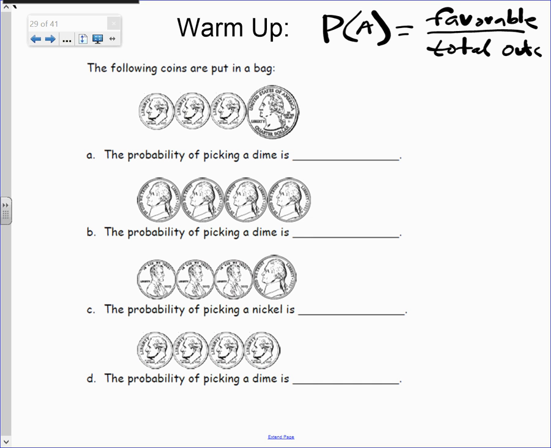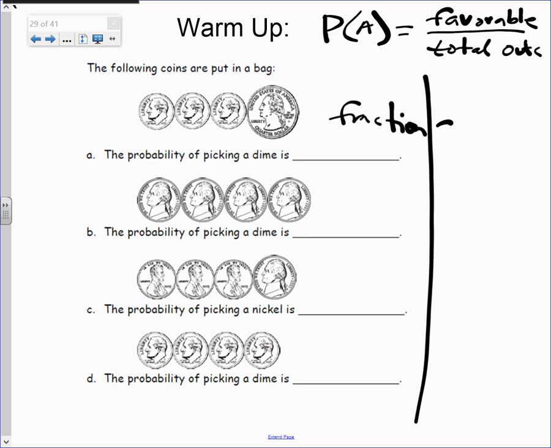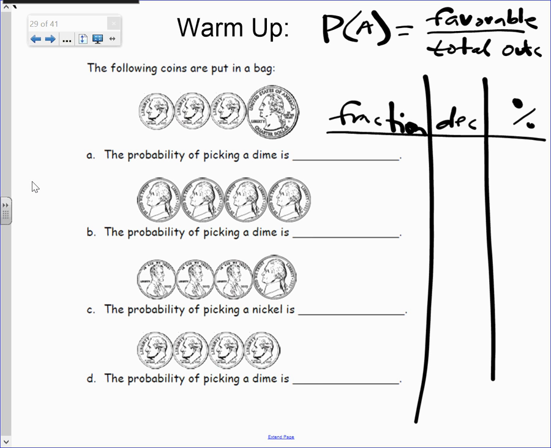Favorable outcomes, in other words, what am I looking for over a number of total outcomes? What I'm going to do is give my final calculation as a fraction, a decimal, and as a percent. This class needs to know that you can express a probability in any three forms. You'll be held responsible on next Friday's quiz, which will have probability. You have to be able to tell me the probability in any of those three forms.